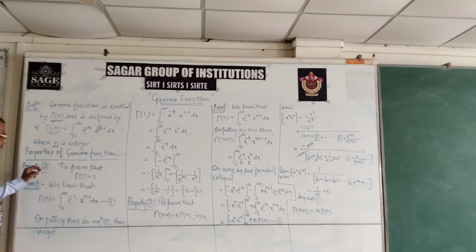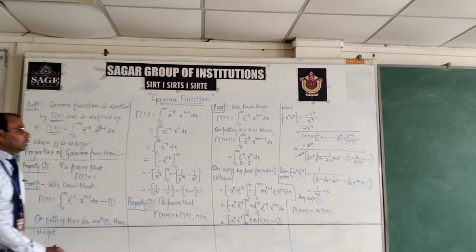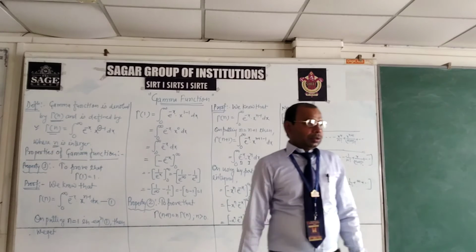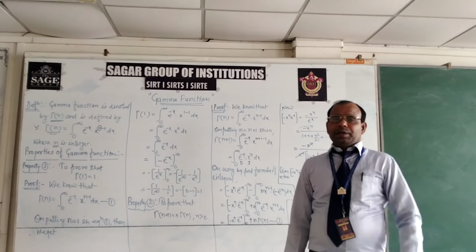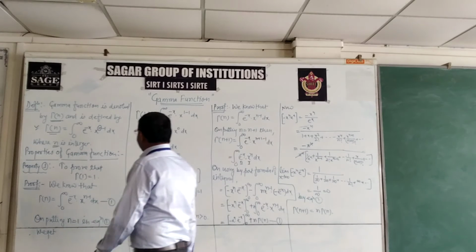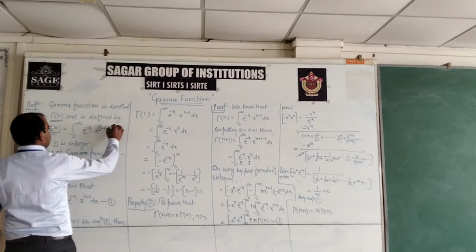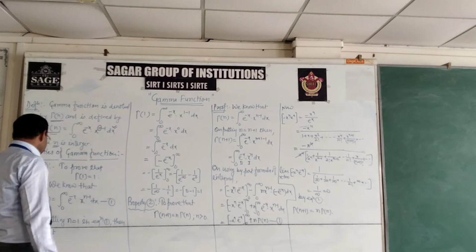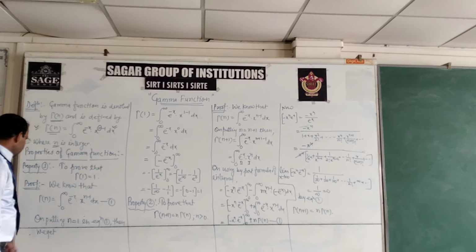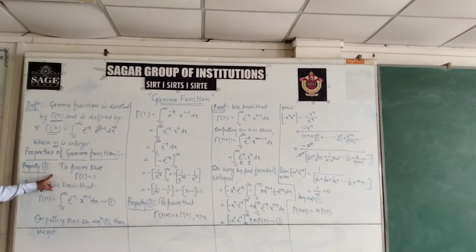In the last video lecture, I discussed that the main important part of the beta and gamma functions is substitution. There are two important points of the beta and gamma functions: first, remembering the definition part, and second, the properties part. Both are important for numerical problems. Then the first property: to prove that gamma 1 is equal to 1.